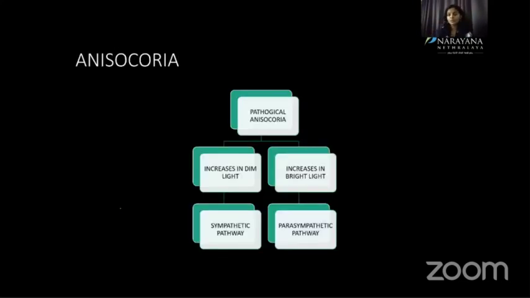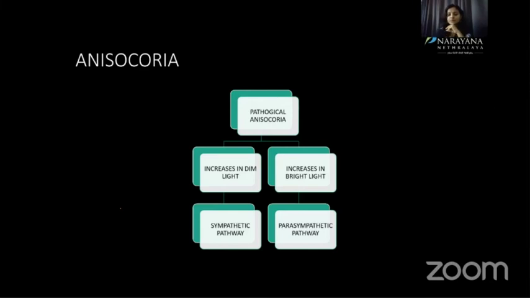So coming to anisocoria. Before we move on to what is pathological anisocoria, what is physiological anisocoria? When there is a difference in the pupillary size between the two eyes, which is usually less than about a millimeter in size, and this difference in size is maintained in dim and dark light conditions. That is, when you examine both the pupils in dim light in a dark room, as well as when you examine the pupils in a bright light condition, the anisocoria is similar.